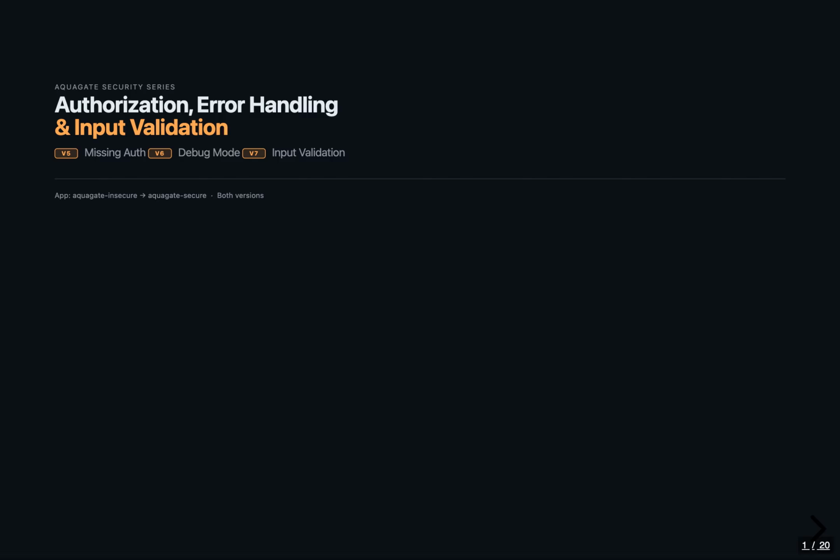Welcome to video 3 of the AquaGate security series. In this video we cover the final 3 vulnerabilities: V5, missing authorization on admin routes; V6, the Werkzeug Debug Mode exposure; and V7, missing input validation and a race condition. We finish with the defense in-depth fixes for all 7.